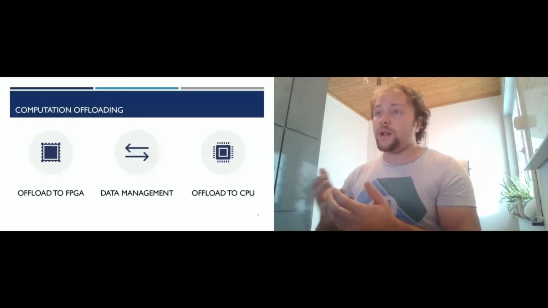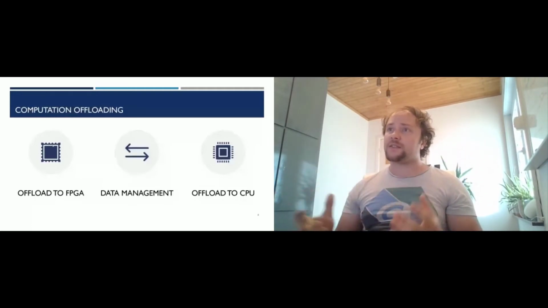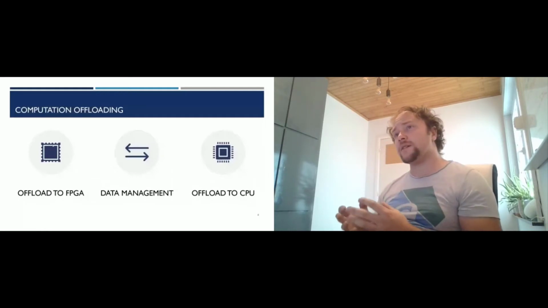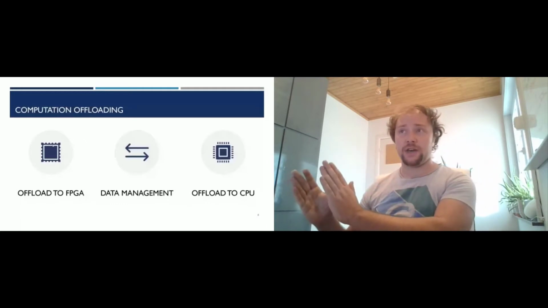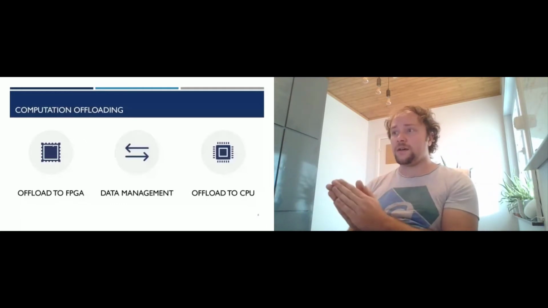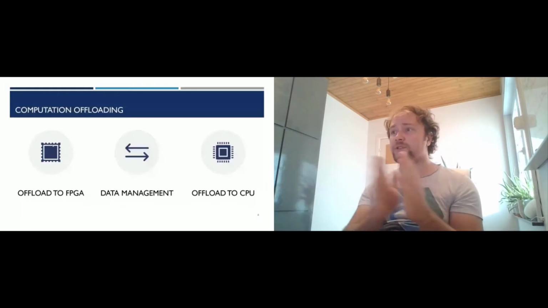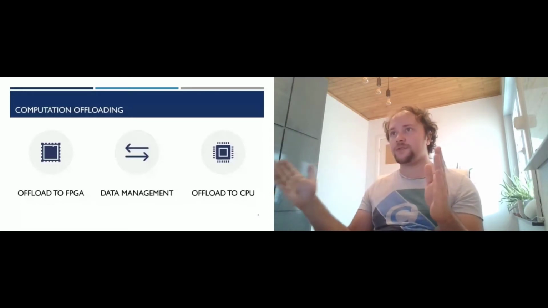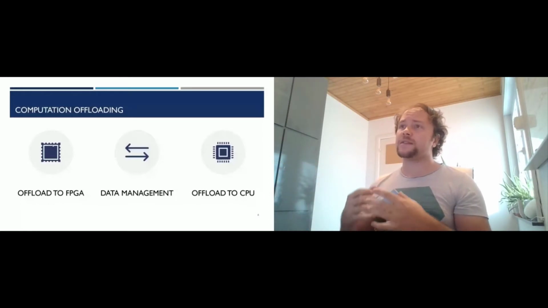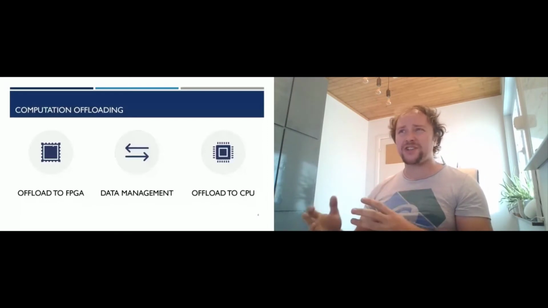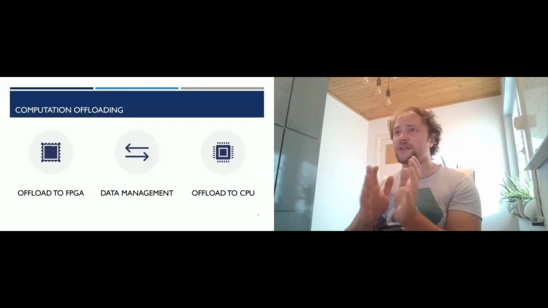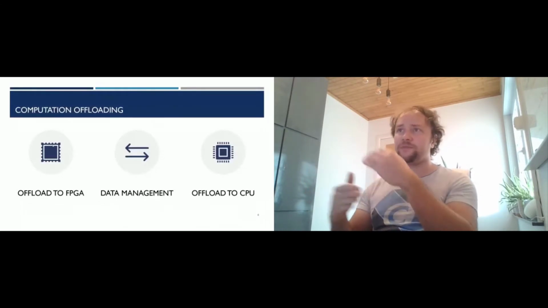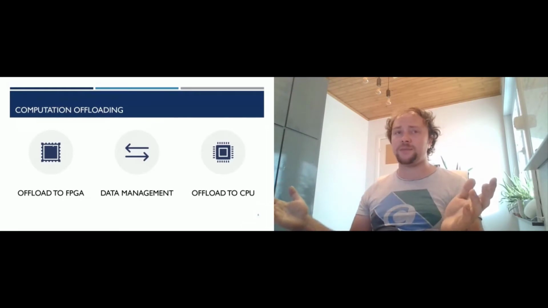So that was what computing acceleration is. Now let's discuss computational offloading. First of all, we're going to discuss offloading computational tasks from the CPU to the FPGA. We're also going to discuss data management, so how can we transfer data efficiently to and from the CPU, to the FPGA. And also we're going to look at certain scenarios where we actually want to use the CPU as a co-processor for the FPGA, which suddenly reverses the way we're normally using the CPU.